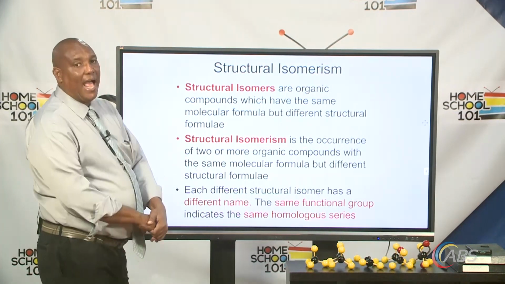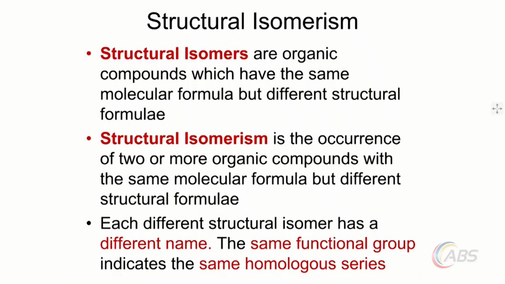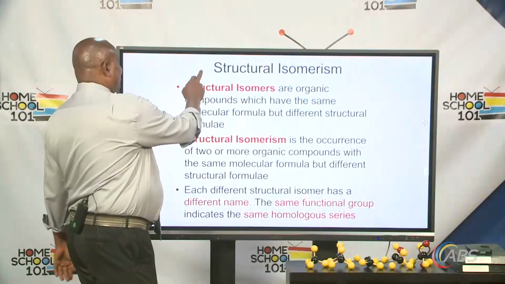Now, structural isomers are organic compounds which have the same molecular formula but a different structural formula. In other words, they have the same molecular formula, the same number of atoms, but how those atoms are arranged in space is different. Structural isomerism then is the occurrence of two or more organic compounds with the same molecular formula but a different structural formula. Each different structural isomer has a different name. So the same functional group indicates the same homologous series, just like we've been doing all along.